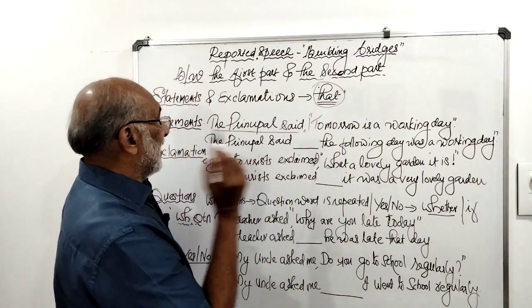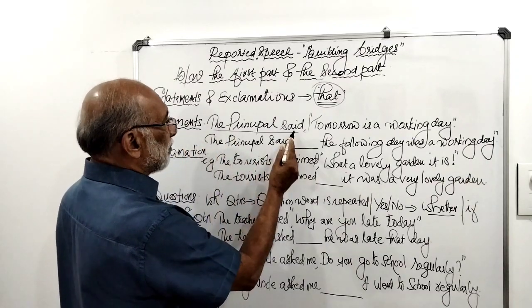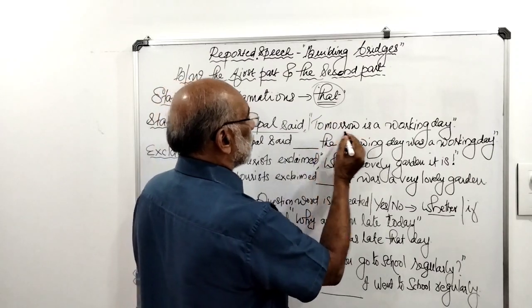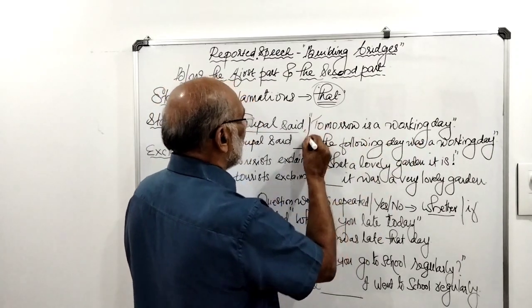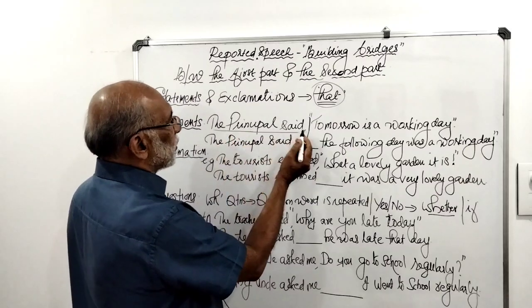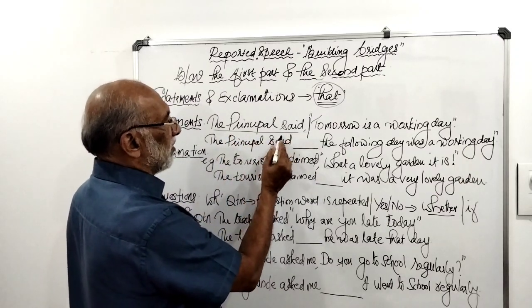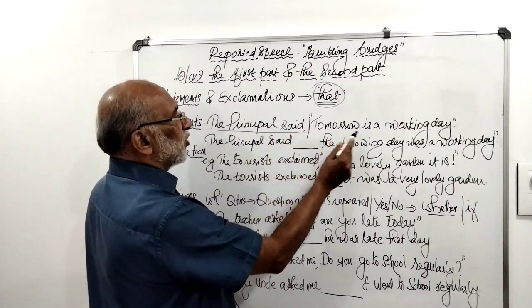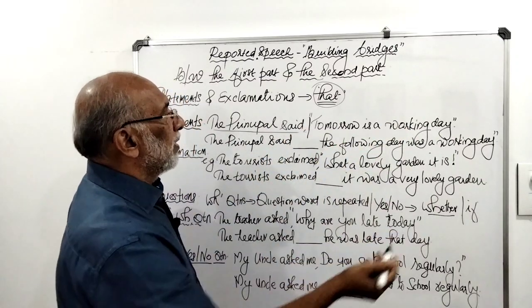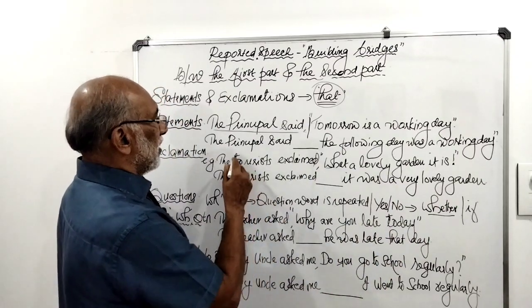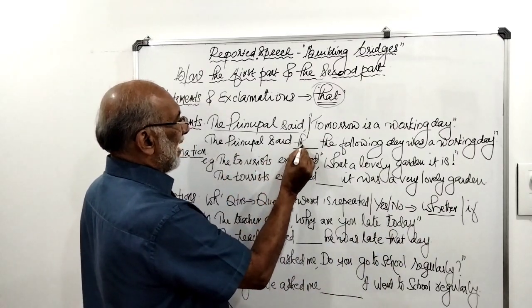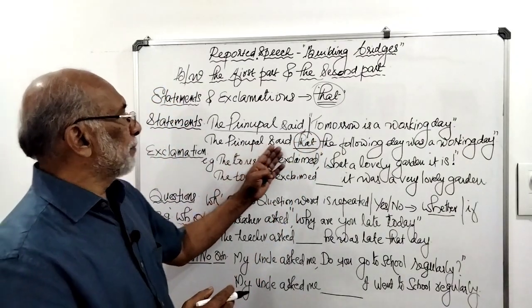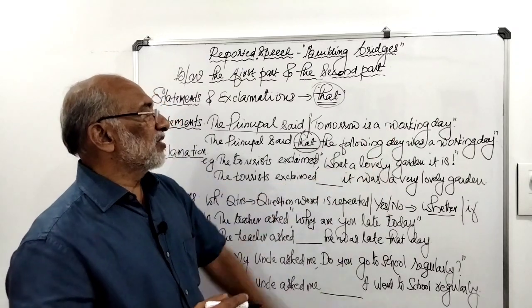Let's see an example. Statements. The principal said, "Tomorrow is a working day." As I said, it can be divided into two. The first part contains the reporting verb. Here, the proper reporting verb is used, that is said. And "tomorrow is a working day" is the part to be reported. How do you connect? The principal said that. I have left the blank here so that it will be very clear: the principal said that the following day was a working day.